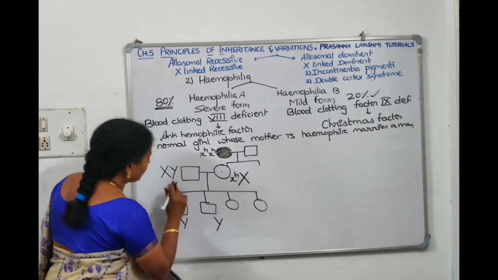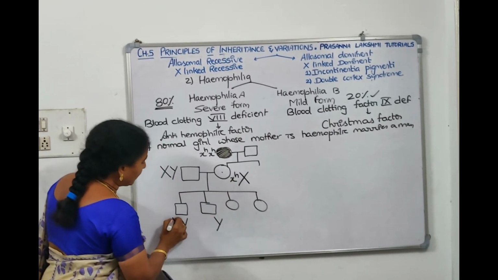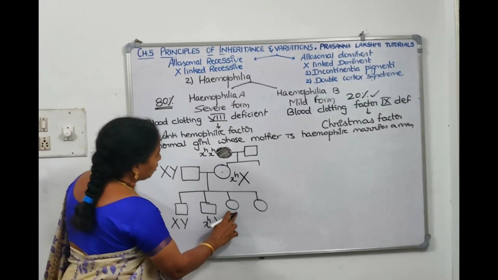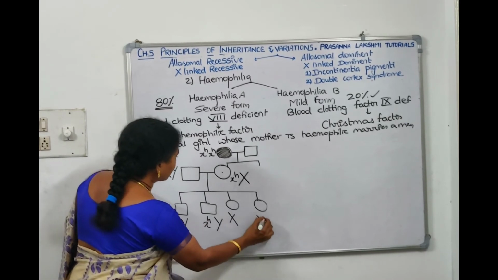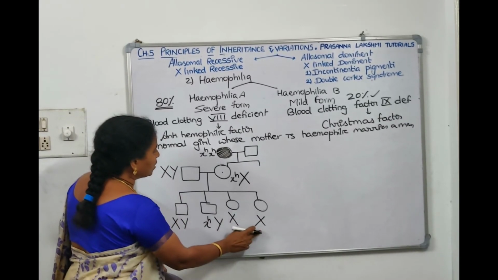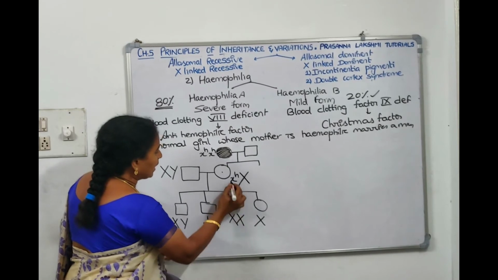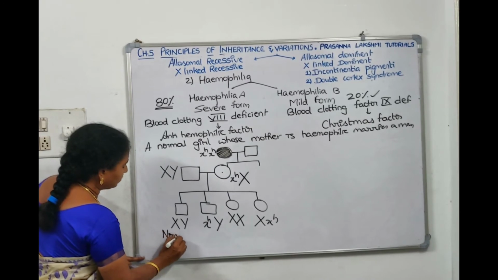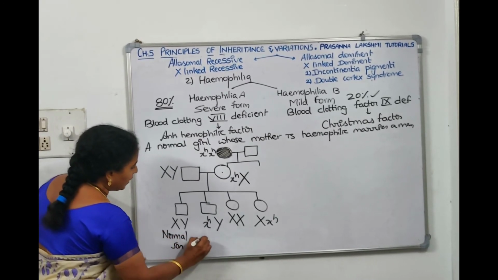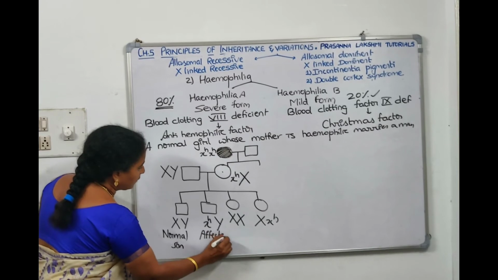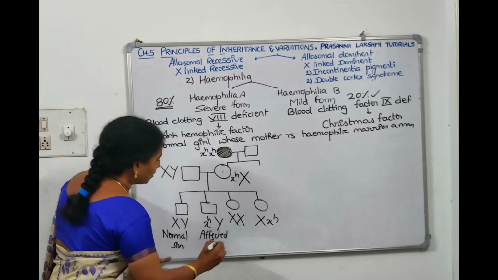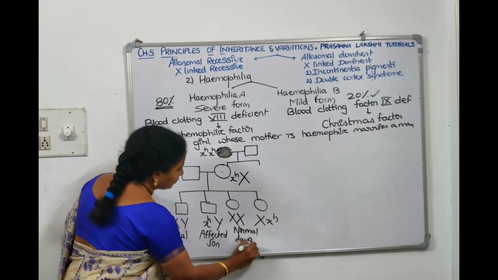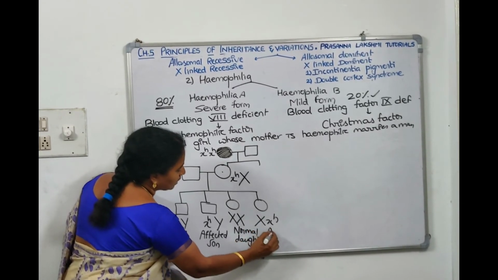The sons will receive the Y chromosome from the father, and the mother will give an X chromosome and XH. Then the daughters will receive this X chromosome from the father. One daughter will receive this X, another daughter will receive this X. That means this son is a normal son, and the second son is an affected son. This daughter is a normal daughter because both are normal X chromosomes. And this daughter is an affected daughter.